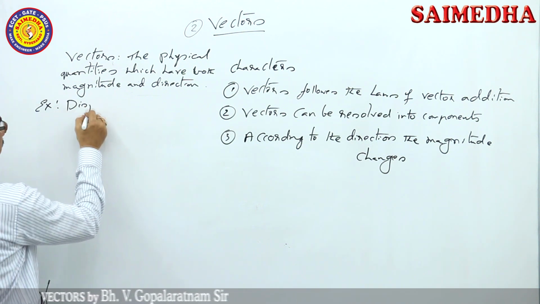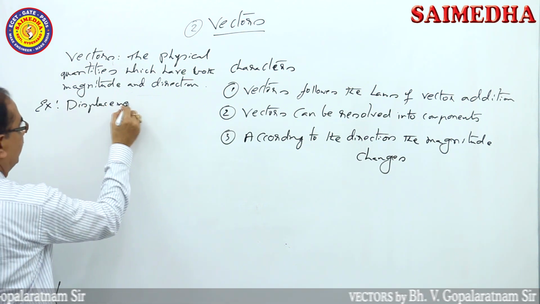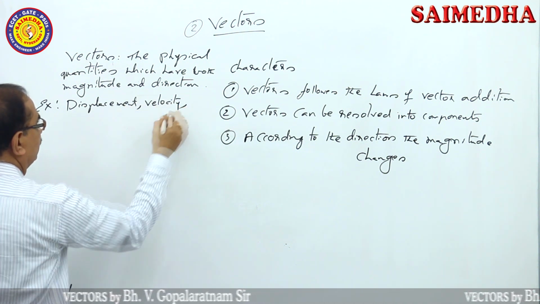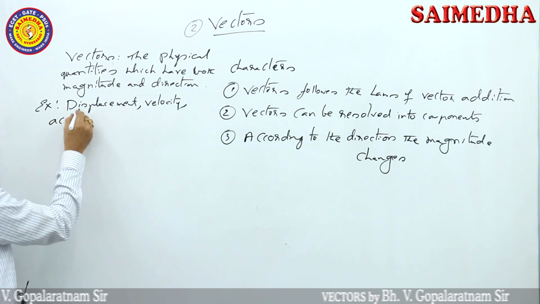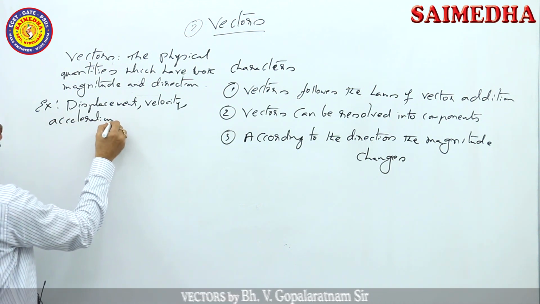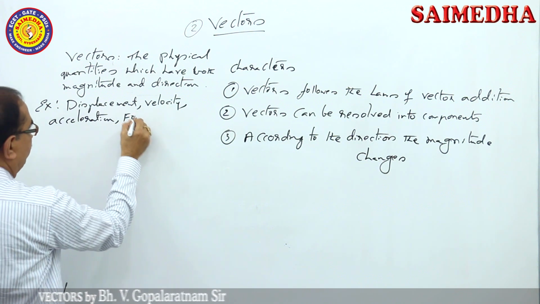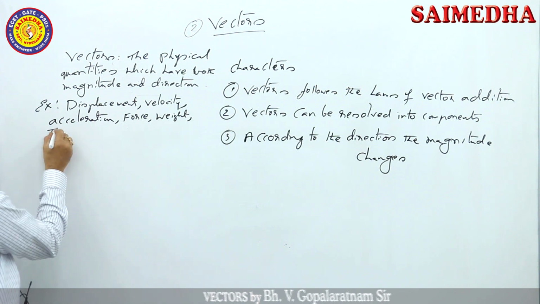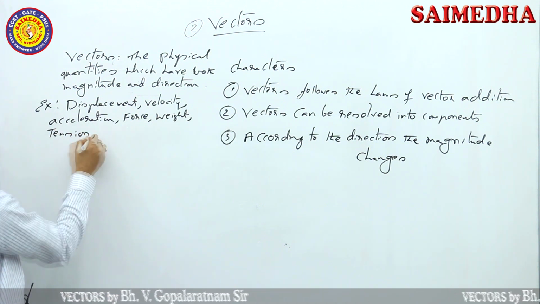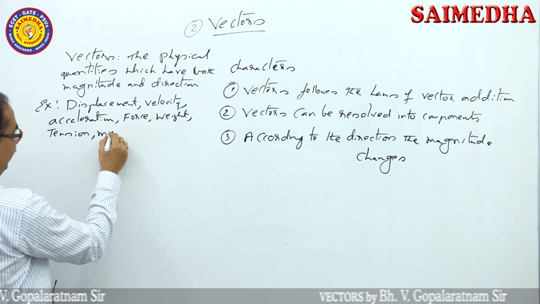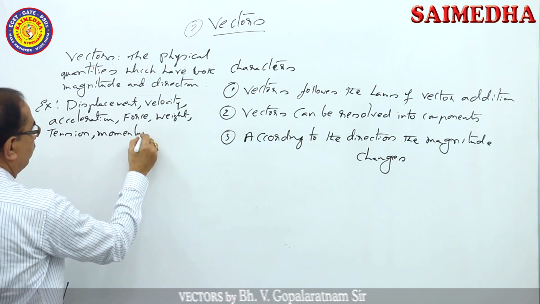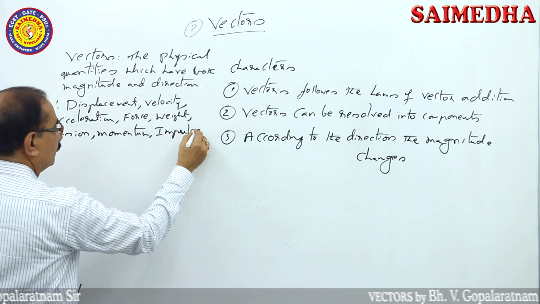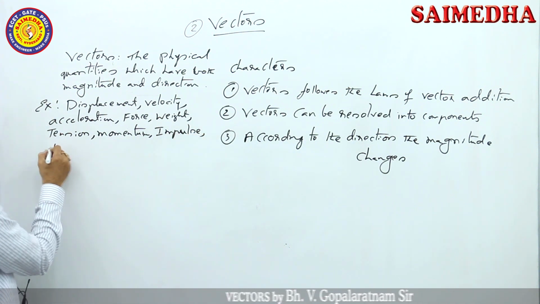Displacement is a vector. Velocity is a vector. Acceleration is a vector. Force is a vector. Weight is a vector. Tension is a vector. And momentum is a vector. Impulse is a vector. And torque is a vector.